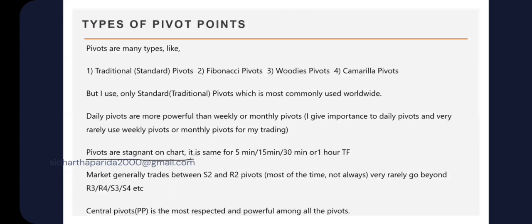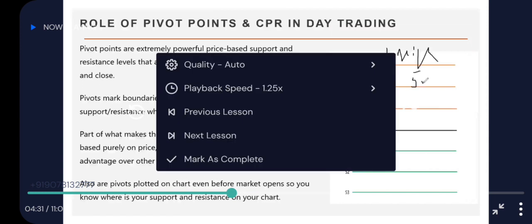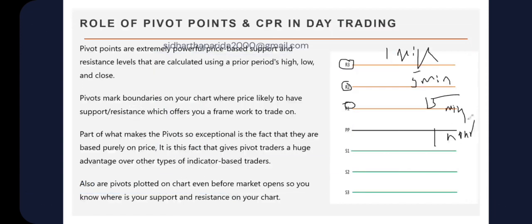Pivots are stagnant on the chart. They are the same for the 5 minute, 15 minute, 30 minute, and 1 hour time frames. That is one more advantage of using pivot points. For example, the pivot points you are seeing here, R1, R2, R3, whether it's 1 minute, 5 minutes, 15 minutes, or 1 hour, they are the same. They will be the same at this level. They will not change.